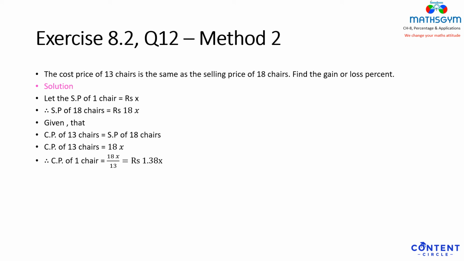So CP of one chair is coming as 1.38x. How is it? It is 18x upon 13, which we have converted into a decimal. We can very clearly see that CP is 1.38x. My SP is just x, which is 1x. So we know that CP is greater than SP. So the loss is CP minus SP. That's the formula, which is equal to 1.38x minus x. So we get the loss as 0.38x.